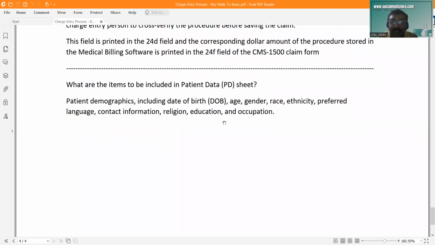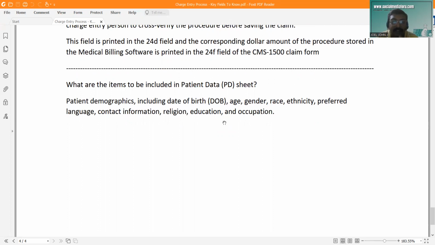And the only one question in addition to this that I have added is, what are the items to be included in the patient data sheet? That's what I told in the earlier video, right? The sheet which the patient or his spouse fills before getting the appointment with the PCP or the specialist. What are the items to be included in the patient data sheet or PD sheet?